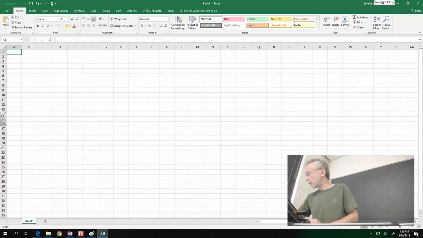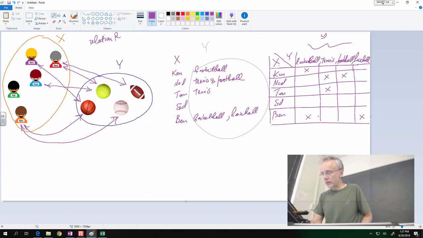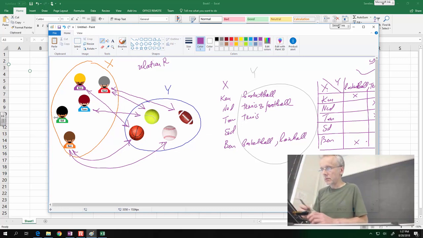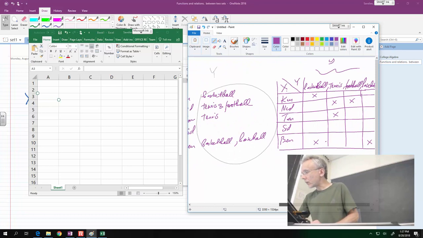Okay, so if I have only five and four, that's no trouble. Just start typing. Just open it. I need to see both of them at the same time, so I can type. I'll do literally what you can see. I'll take that table and put it in the form of a literal table in the spreadsheet.